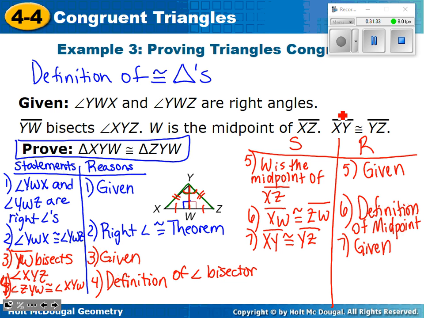So now how many pieces do we have marked congruent? 4. How many do we need? So the next 2 are not going to come from our given. They're going to come from something that we've learned before in this class. So what's missing that's not marked? YW. YW is our third side. And what is it congruent to?